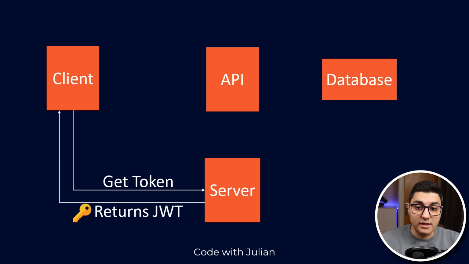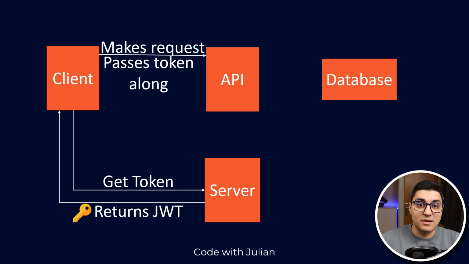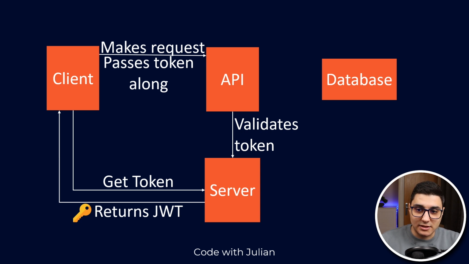Then this is not done yet. The client takes that JWT token and makes a request to the API, passing in the bearer token along with the request. And then the API validates that token with the server, saying, hey, I've got this token from the client. Is this token valid?